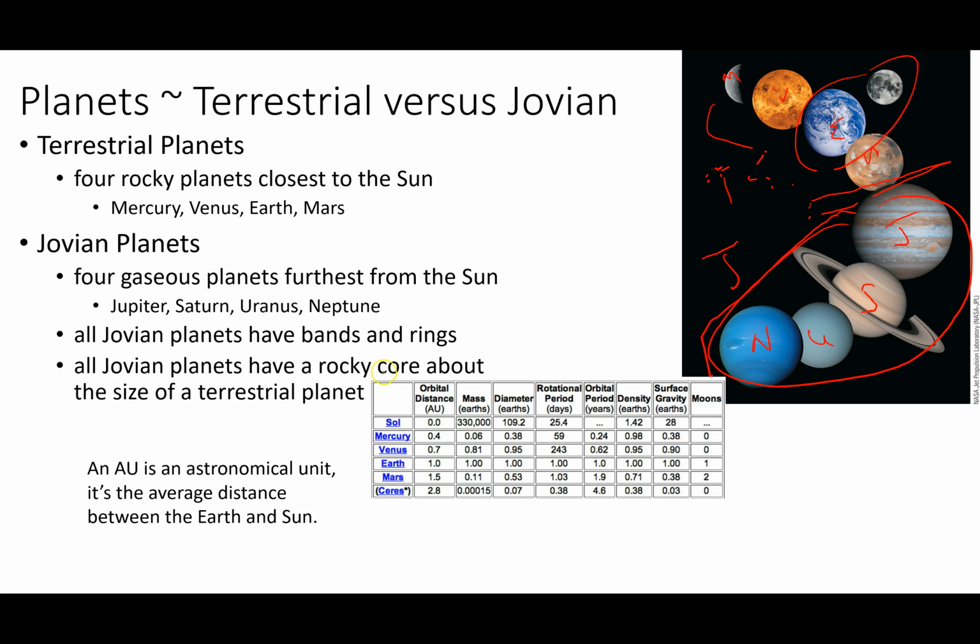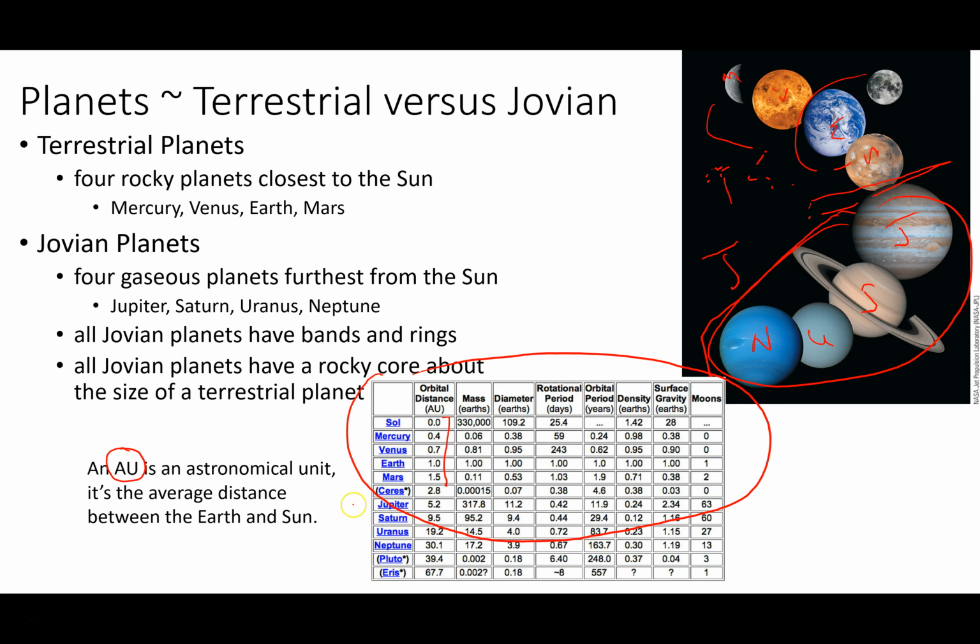This is a table. I don't know if you can see it very well on this video, but you should have it in your notes so you can kind of see it, with some important characteristics about the terrestrial planets. Notice that we've got the definition of an astronomical unit is the average distance between the Earth and the Sun. So you can kind of see how far away these are from the Sun in astronomical units. Then down here are the Jovian planets.